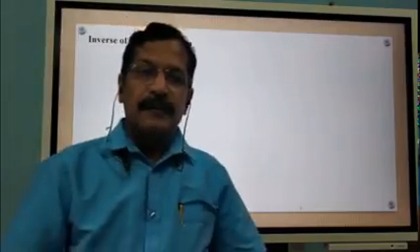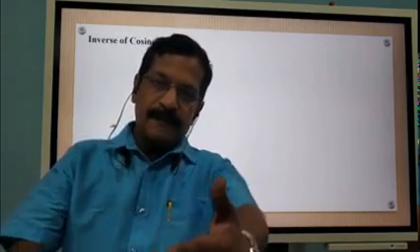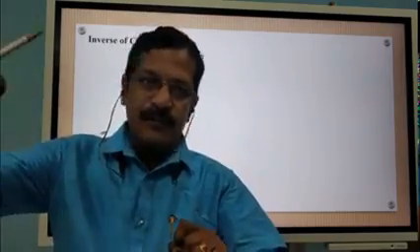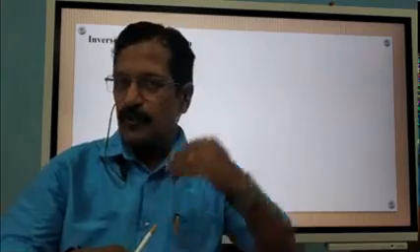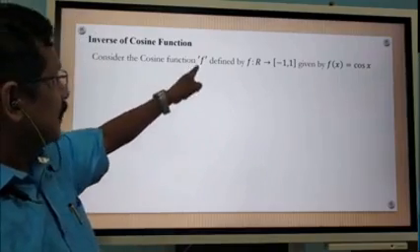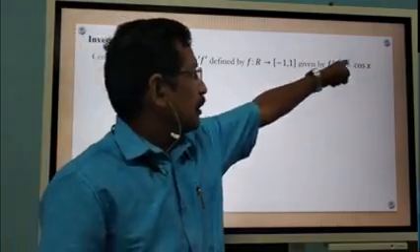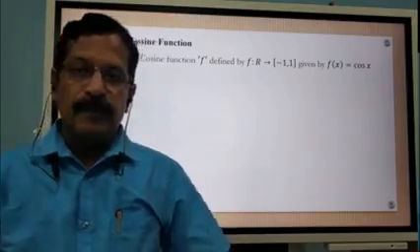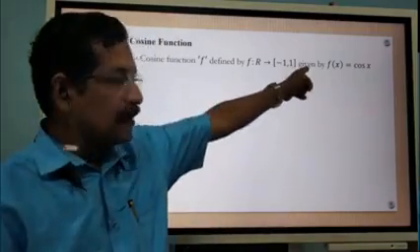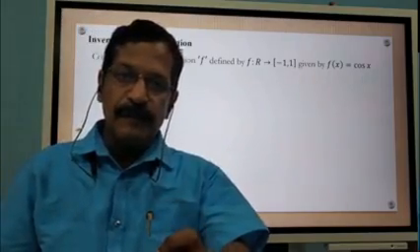Now let us define the inverse of the cosine function. The same way, we know that for the cosine function the domain is R and the range is -1 to +1, because the cosine function also oscillates between -1 and +1. So consider the cosine function f defined by f from R to [-1, 1] given by f of x is equal to cos x. My question is whether the cosine function f of x is equal to cos x in this domain and range is invertible. Let us see.